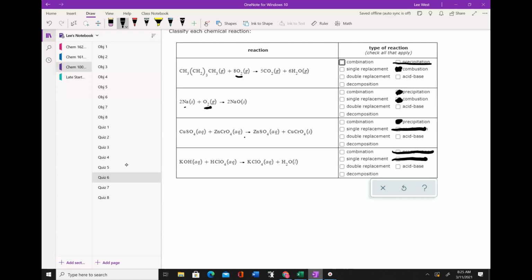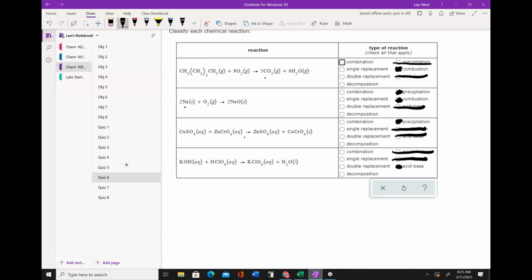Now we just have to check acid-base. Acid-base reactions always form an ionic compound and water. Not an ionic compound, so it's not acid-base. No water in the products, not acid-base. Water and an ionic compound in the products could be an acid-base reaction. That's an acid, perchloric acid, and hydroxides are bases. Base plus an acid gives an ionic compound and water. Classic acid-base reaction.